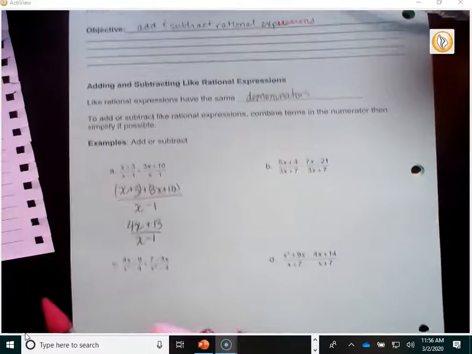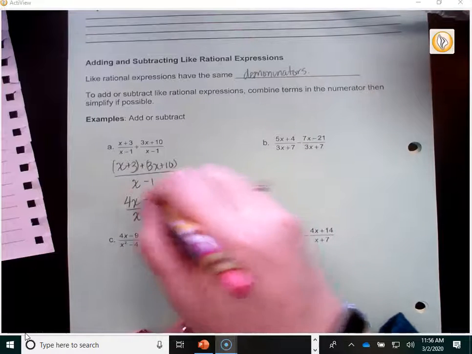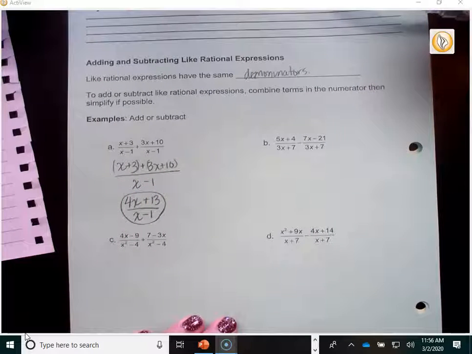And we look to see if we can factor that to cancel it. Can we factor 4x plus 13? There's no GCF. It's not the difference of two squares. So that's our final answer.